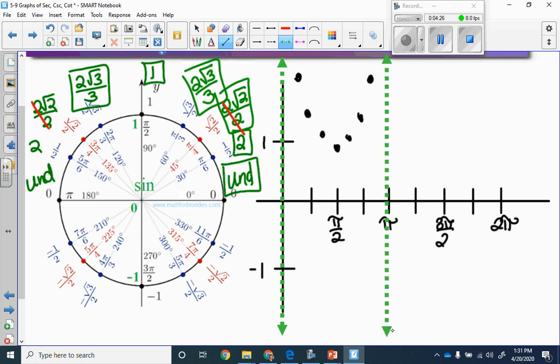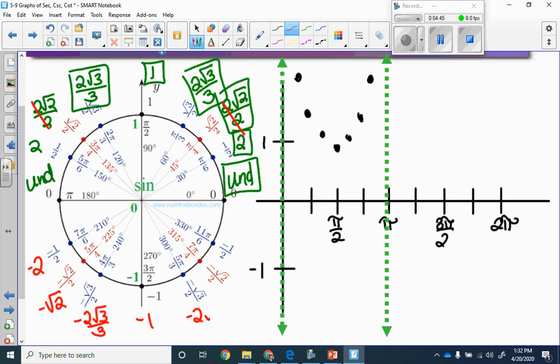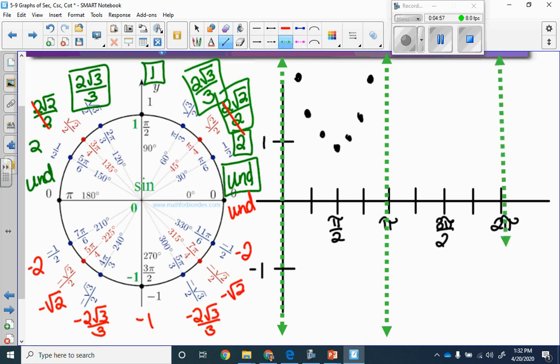So I'm going to put in another vertical asymptote. Now when I get into the quadrants of 3 and 4 here, I'm looking at negative 2 and negative square root of 2 and negative 2 square roots of 3 over 3 and negative 1, and then the negative 2 square roots of 3 over 3, negative square root of 2 and a negative 2, all the way back up until it's undefined again. So once we hit that value of 2 pi, we're also going to have an undefined value.